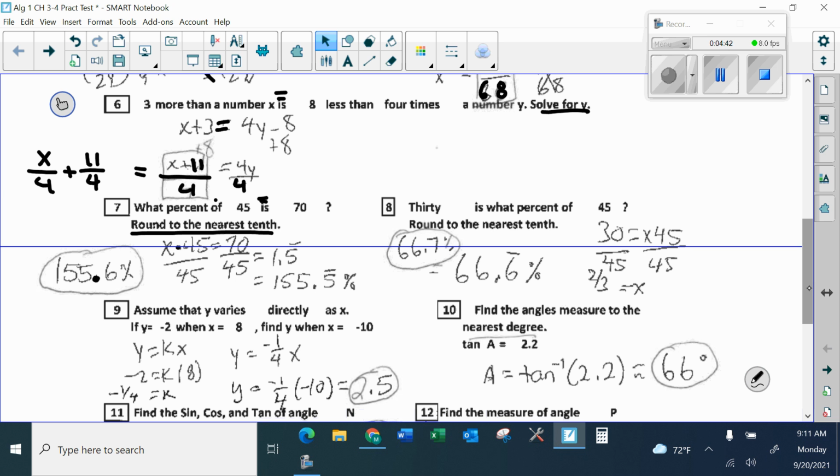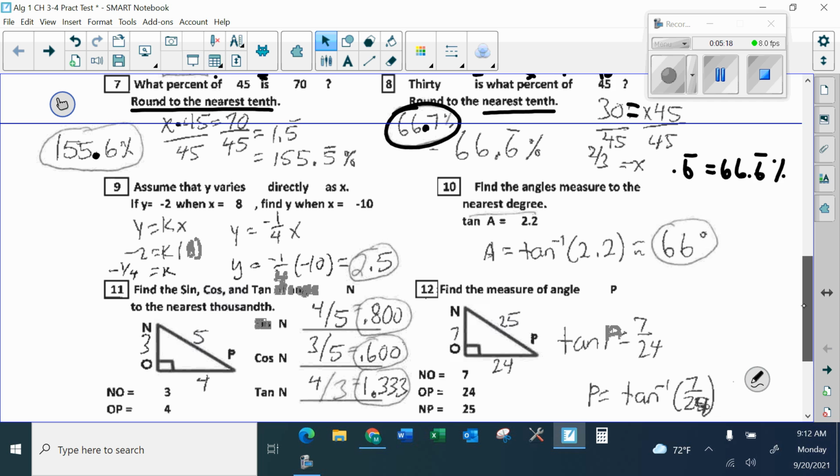Number 8, 30 equals, because is means equals, what percent x of times 45? So you get 30 equals x times 45, divided by 45 on both sides, and I get 2/3. That is 0.6 repeating bar. Change it to a percent, that would be 66.6 repeating bar percent. That would be the exact answer. Go back and read it. It says nearest tenth, so it's 66.7%. Always go back and read how they want you to round it too.